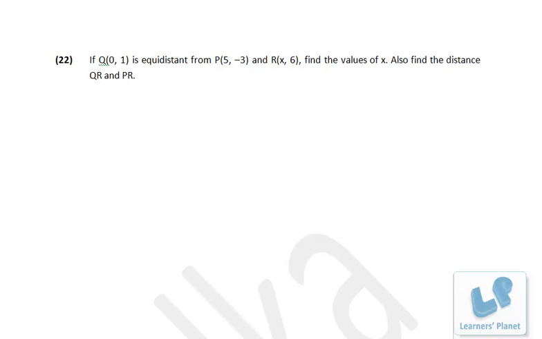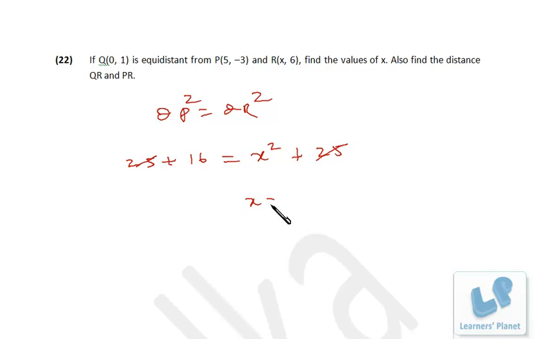Now, this problem: if Q is equidistant from P and R, find the values of x. Also find the distance QR and PR. Once again, a similar question. Q is equidistant from P and R, that means QP is equal to QR, or we can say QP square is equal to QR square. So first of all, let's find out QP square. That is 5 minus 0 whole square, 25, plus minus 3 minus 1 whole square, that is 16, is equal to QR square, x minus 0 whole square, plus 6 minus 1, 5 whole square, that is 25. So x square is 16, that means x is equal to 4 or minus 4, right?